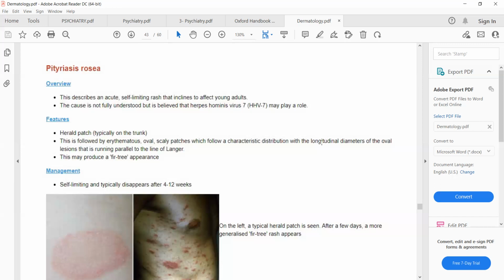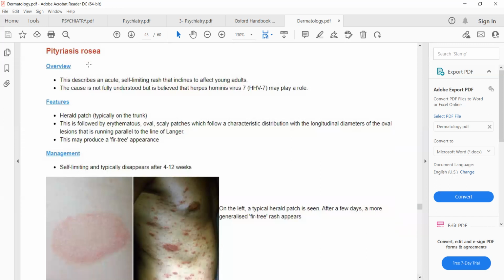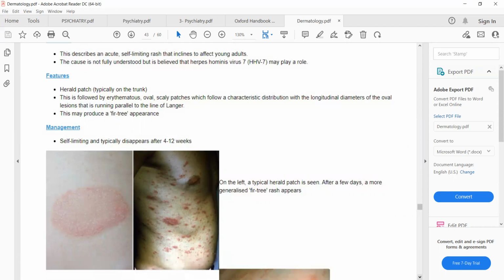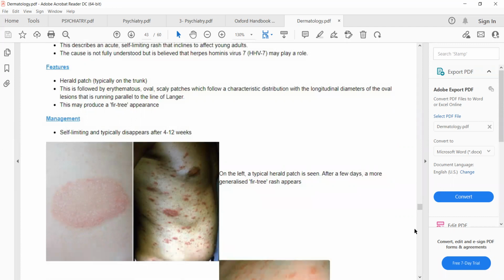What is Pityriasis Rosea? It is an acute and self-limiting rash. Guttate psoriasis is also a self-limiting rash. So treatment is not required usually in both conditions. Reassurance will be our only option if either guttate psoriasis or Pityriasis Rosea presents to us. Now, how are we going to differentiate between guttate psoriasis and Pityriasis Rosea?